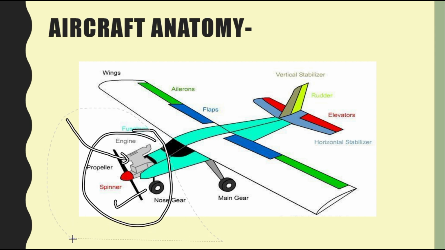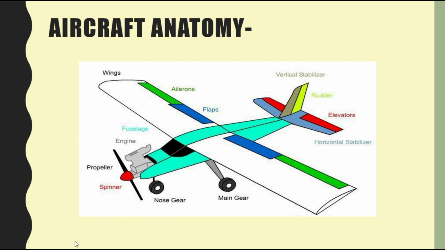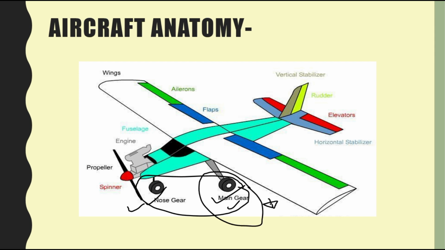Now next to that, what we have over here are these wheels. In general terms we call them wheels, but in the aircraft industry these are known as landing gears. While landing or taking off, these are the most important parts. The nose gear carries the lesser load, about 20 to 30% of the aircraft's load, while the main gear carries about 60 to 70% of the aircraft's load.